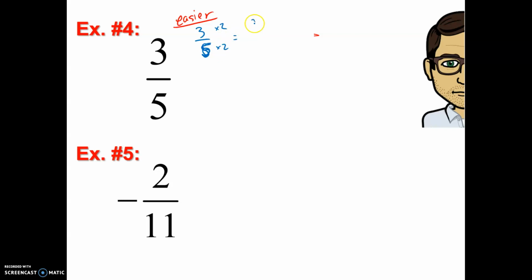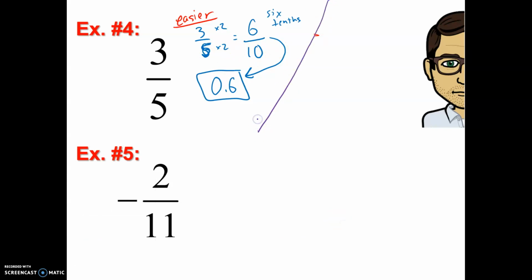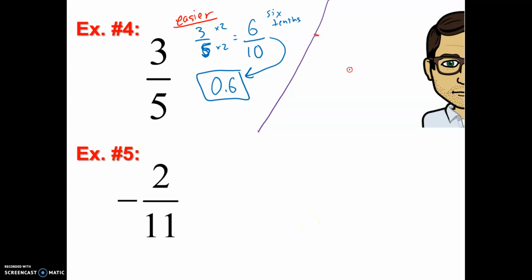Now why is that helpful? Because now we have something that says 6/10. And we know what that is as a decimal, right? 6/10 is 0.6. So if you can get the denominator to be out of 100 or out of 10, it makes it a lot easier. Now, don't forget, you can always use the simple method of division, right? Just divide. So you've got 3 divided by 5. And don't forget that decimal point.